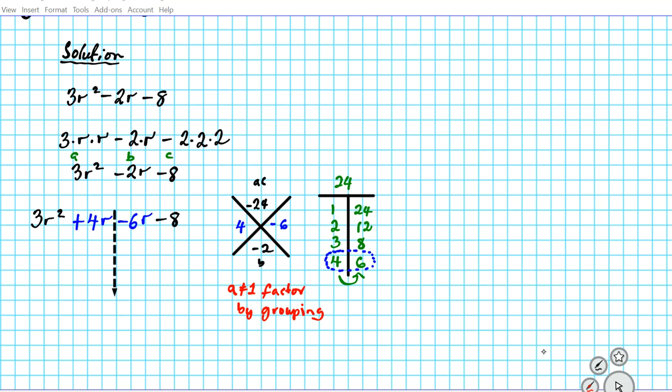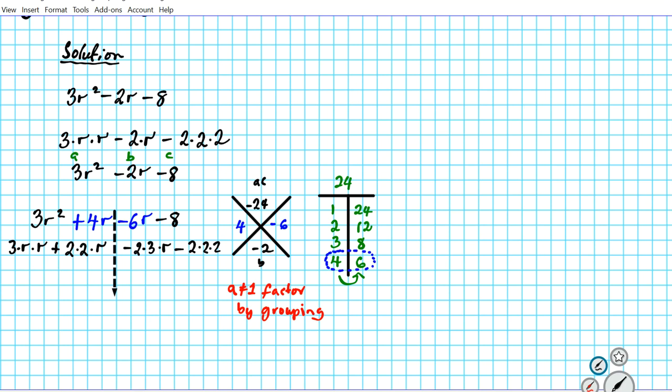Okay, so if we decompose the first term, what's that going to give us? We're going to have 3 times r. And if we decompose 4, that's 2 times r. And if we break down 6, that's 2 times 3 times r. And then if you break down 8, that's 2 times 2. Okay? All right, so on the left side of the partition, we're going to factor out the GCF.